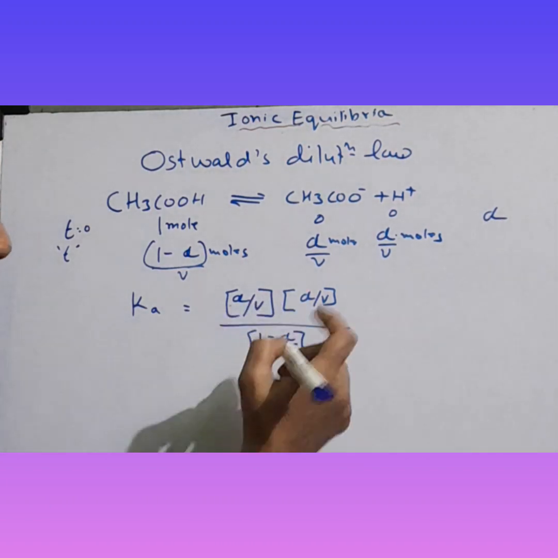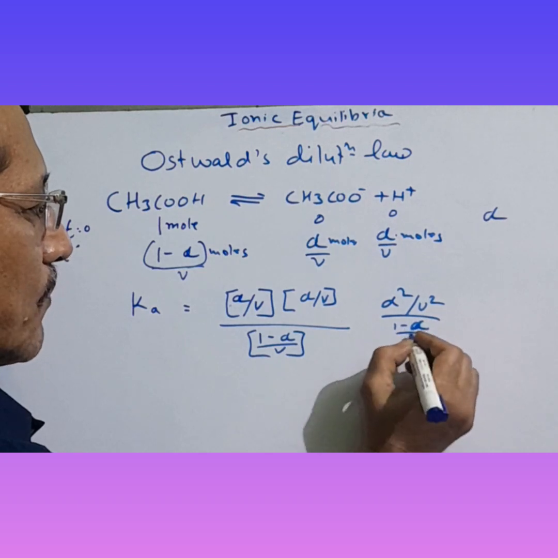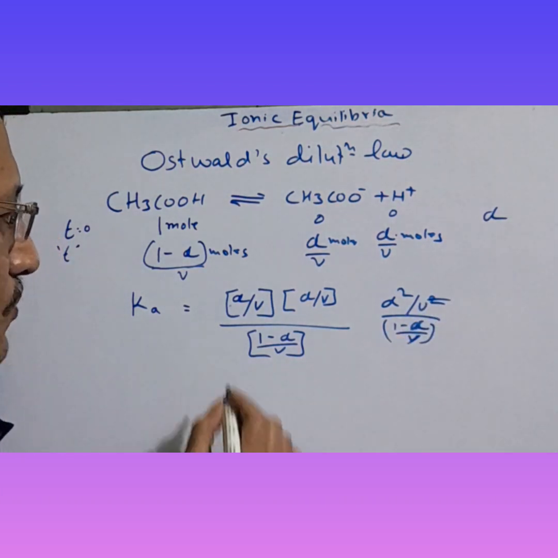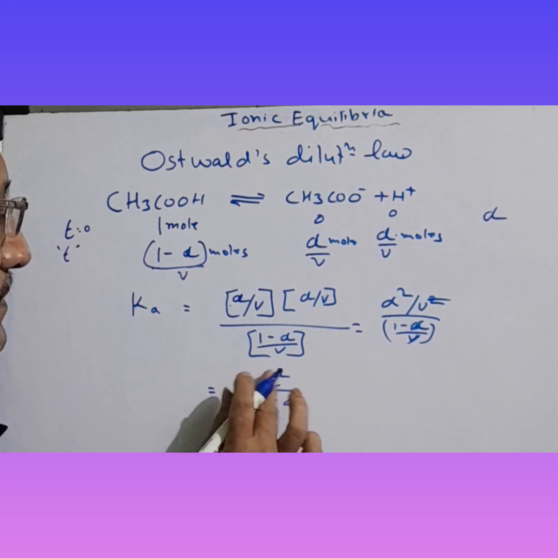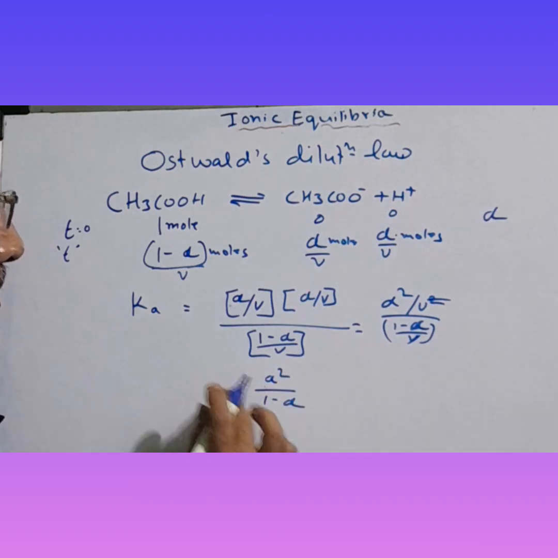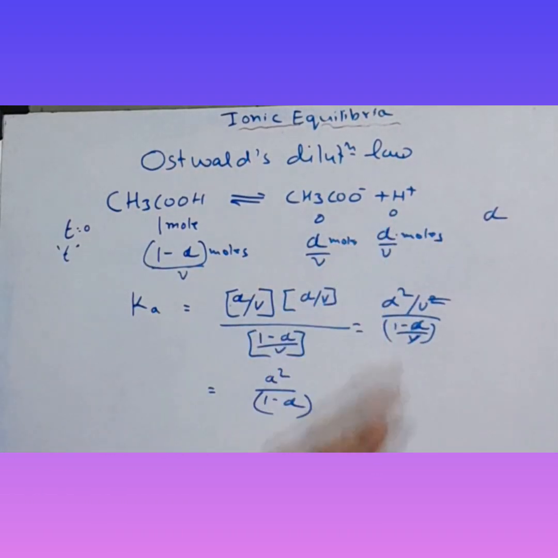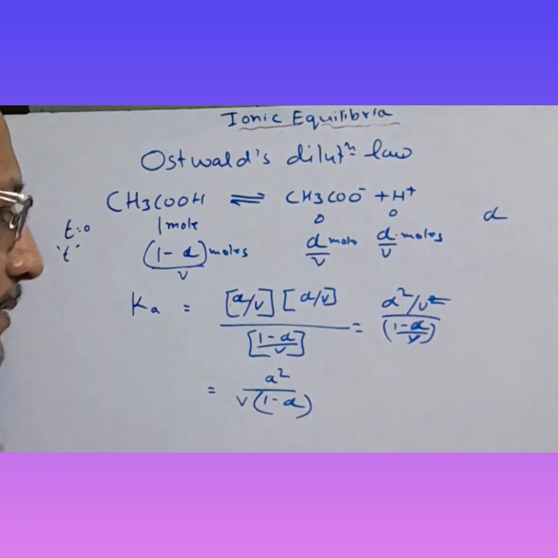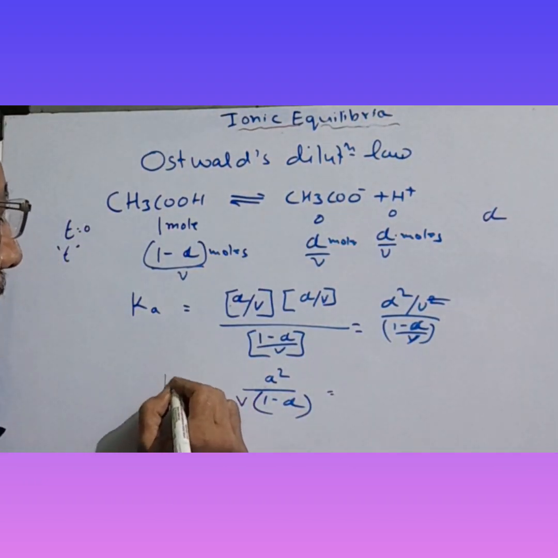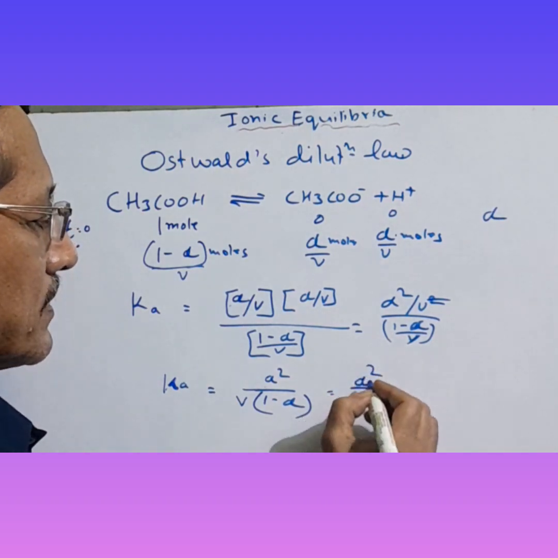On calculation, this becomes alpha square over V square, over 1 minus alpha over V. One V cancels, so what we end up with is alpha square over 1 minus alpha. Now we know that the dissociation is pretty low, since it's a weak acid, so the degree of dissociation is pretty low. So we neglect this alpha, and we forgot to mention that there's 1 V coming down here. So our Ka, the equilibrium constant for the acid, gets to alpha square over V.